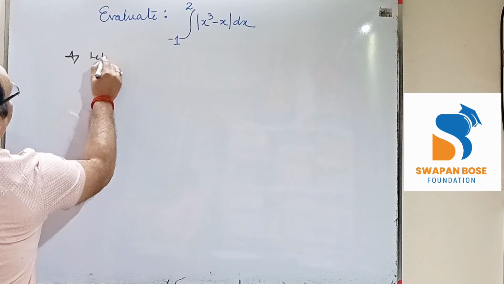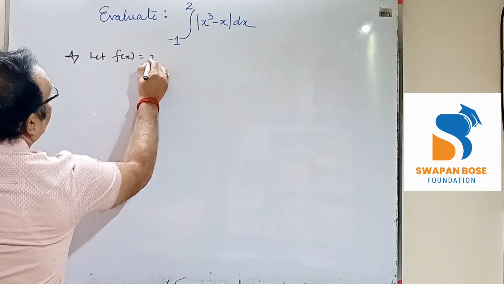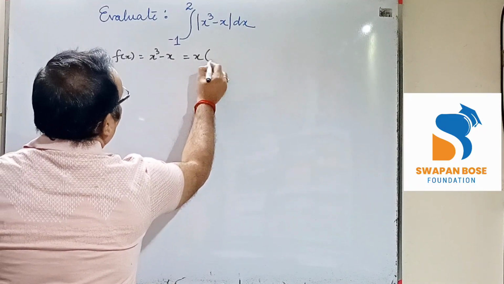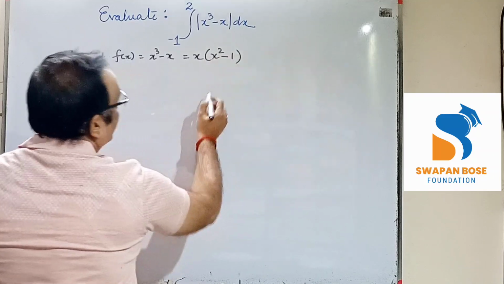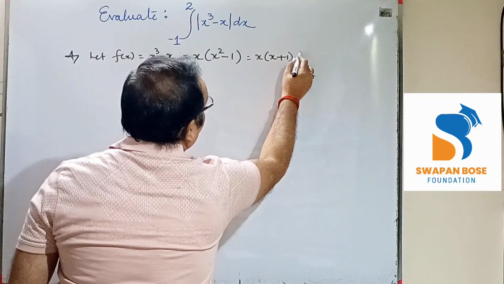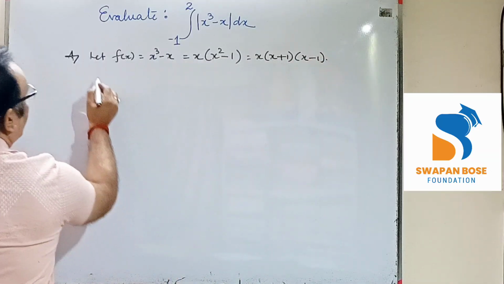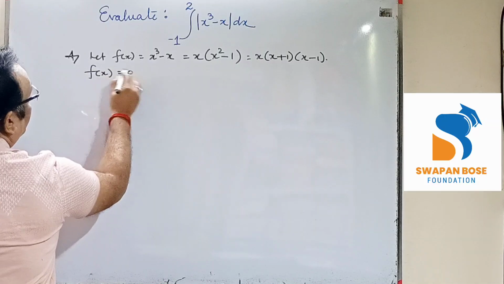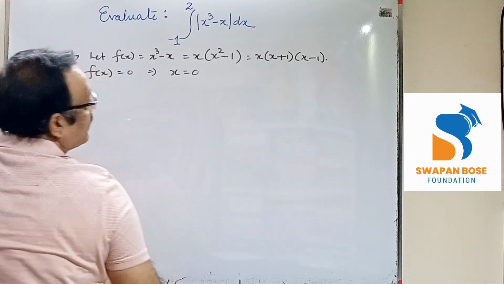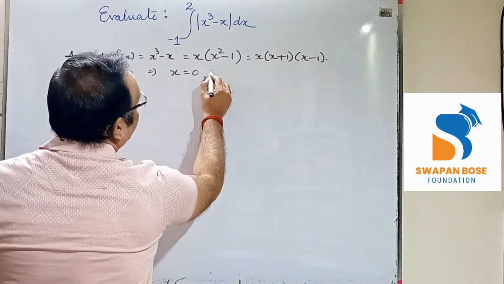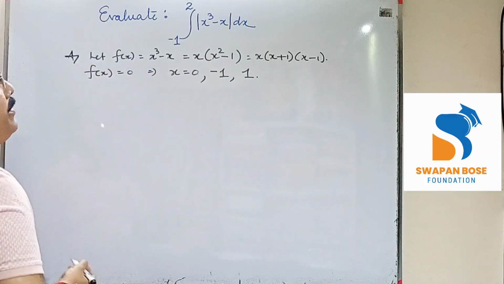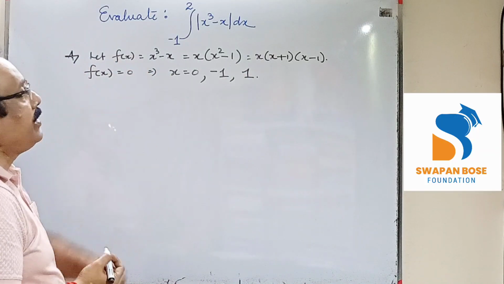Let f(x) be equal to x cube minus x. Taking x common, I am left with x square minus 1. This is in the a square minus b square form, so it can be split into x plus 1 into x minus 1. Now if I take f(x) equal to 0, we get x equal to 0; for x plus 1 equal to 0, we get x equal to minus 1; and for x minus 1 equal to 0, we get x equal to 1. So these are the three values of x that we get for this function.